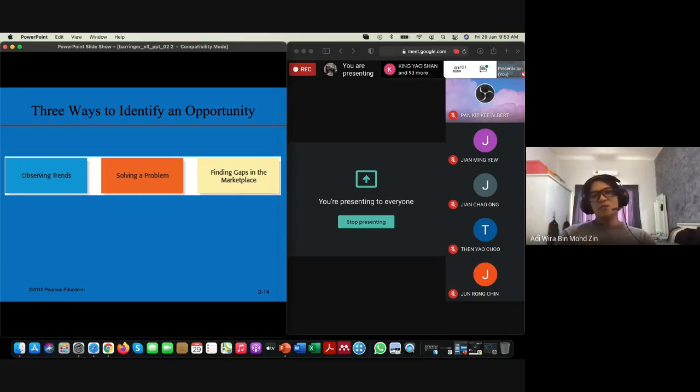Gap, we are much more... things that they already have, but it's not being offered. Somehow the customers might need to have this, yet it is not offered in the marketplace.